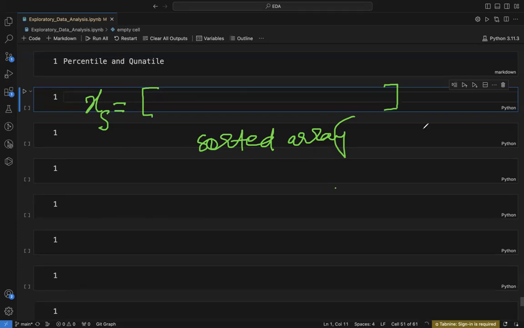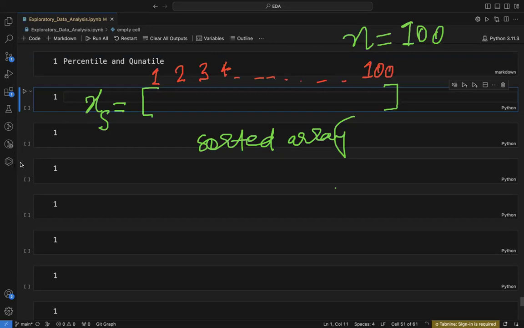So suppose I have 100 values in this array, so my n will be equal to 100. Now, given 100 values, there will be a value at the first index. This is the value at the second index. This is the value at the third index, fourth index, and so on and so forth, till, let's suppose, the 100th index.